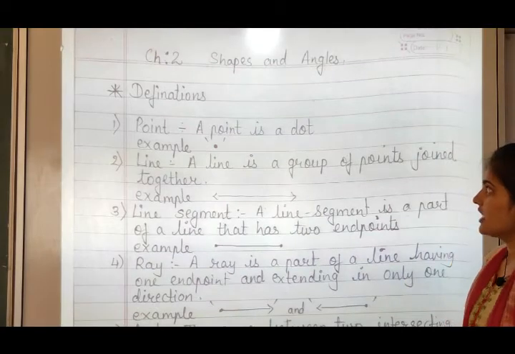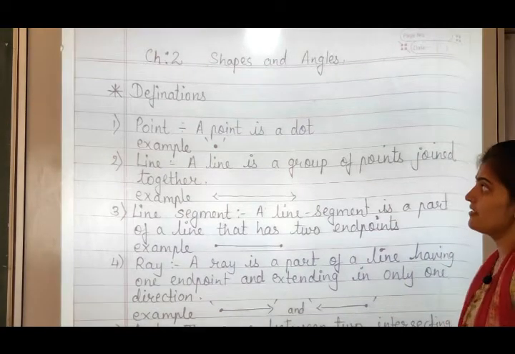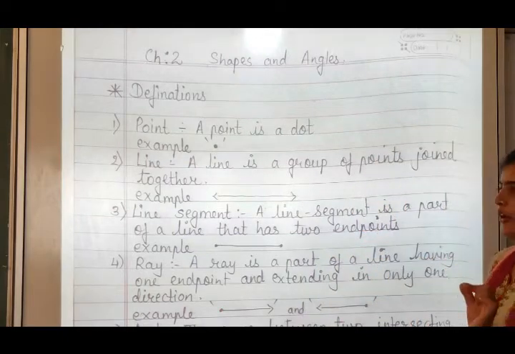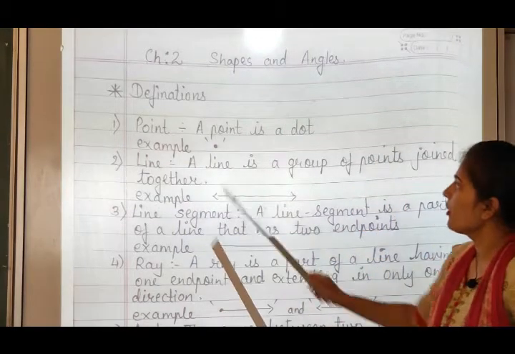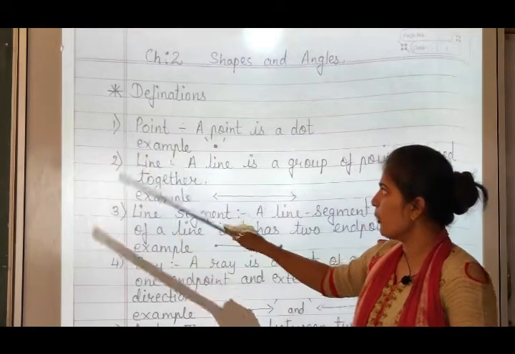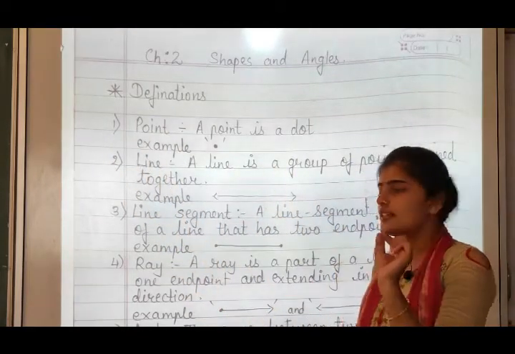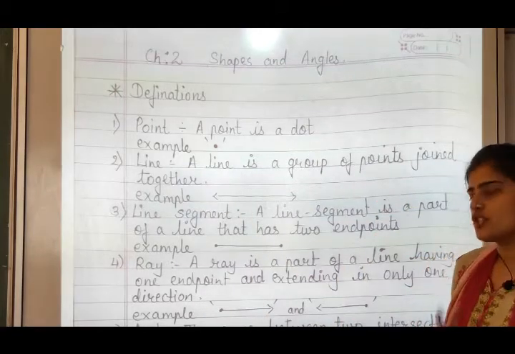Today we are going to start chapter number 2, shapes and angles. First we will see some definitions. We will start from a small point, means a dot. First point is there, definition is there, point. A point is a dot. Here you can see the example, a small dot, that is called point in geometry.